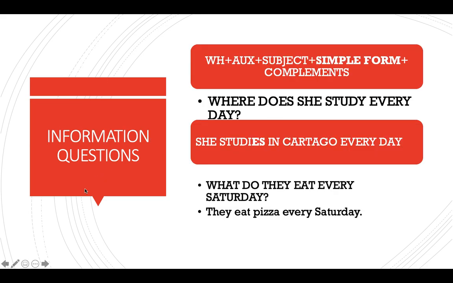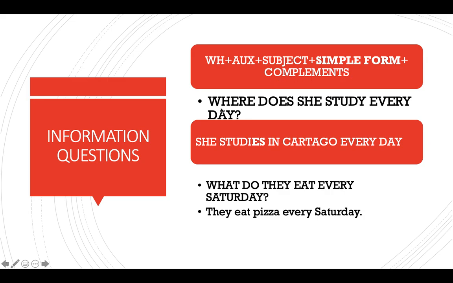And finally, we have the information questions. When we use an information question, when you are asking for any kind of information, that's the reason why you need a WH word. What is a WH word? So you have what, where, when, what time, the different WH words. Then you need the auxiliary. Remember, auxiliaries do or does according to your subject. Then you have the subject, again the simple form, and the complements. Obviously, here you need a question mark.